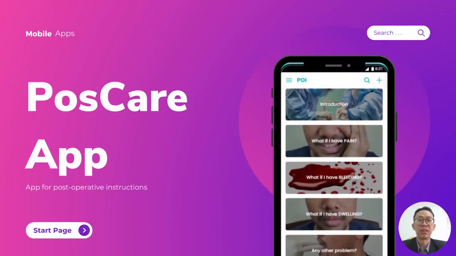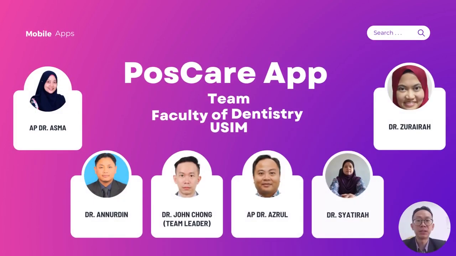I'm Dr. John Chong Kek Hong from the Faculty of Dentistry, Universiti Sains Islam Malaysia. Today, I'm going to present our innovation, the PosCare app. These are my team members: Associate Professor Dr. Asma, Associate Professor Dr. Azrul, Dr. Anuddin, Dr. Shatira, and Dr. Zuraira.